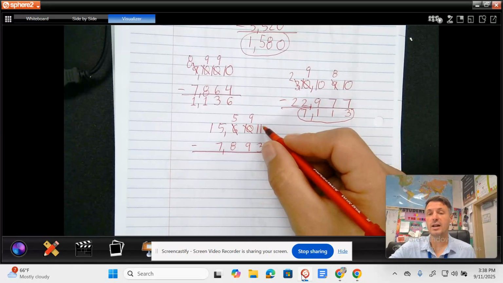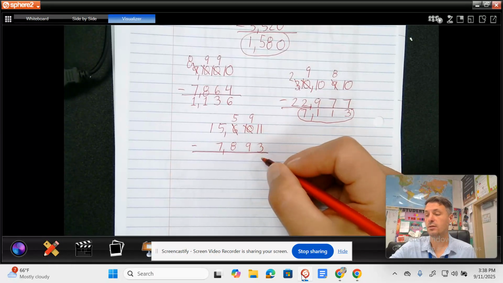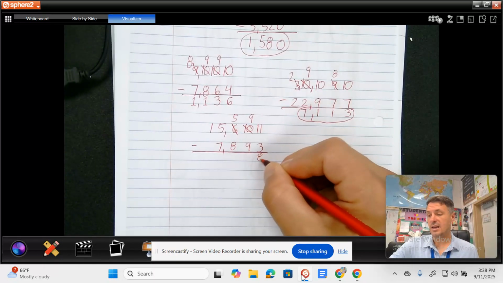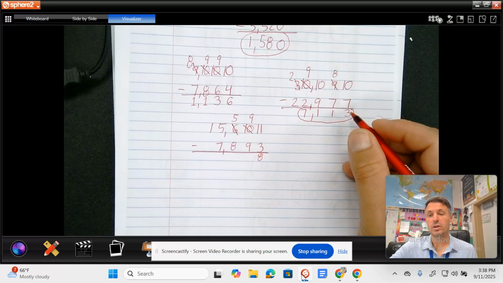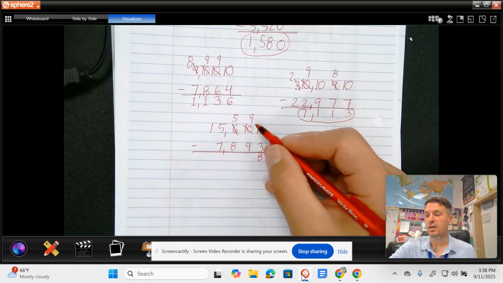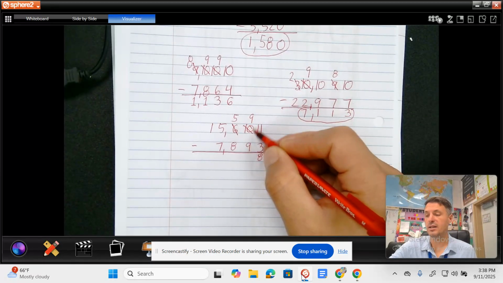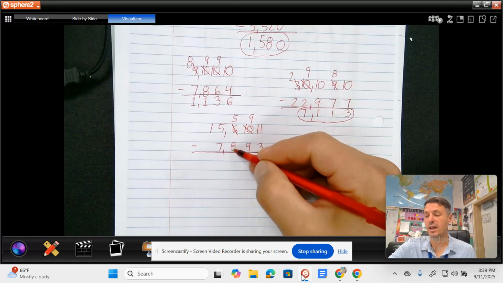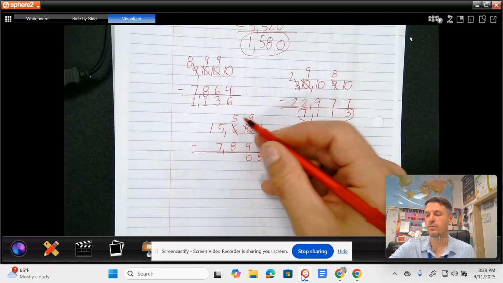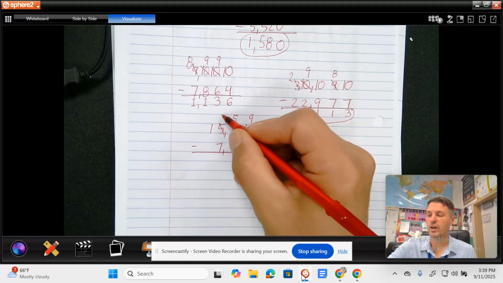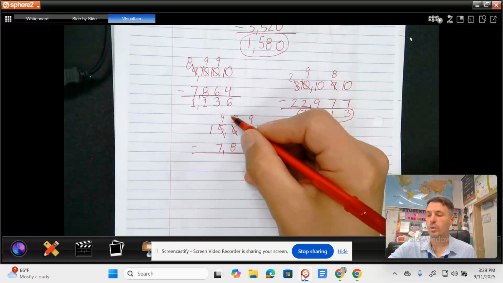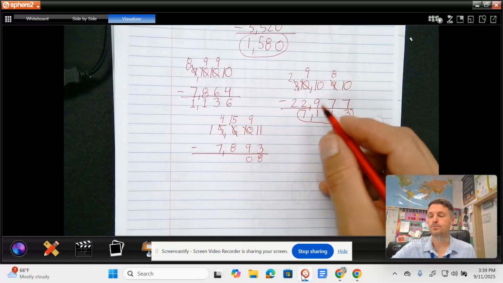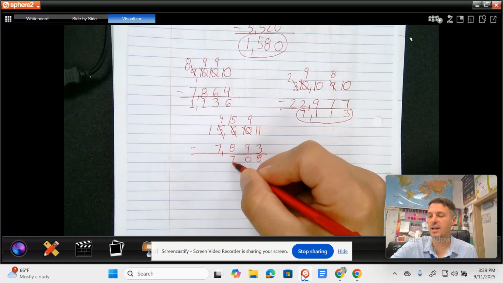So now we subtract 11 minus 3, and that's 8. Now we can subtract the rest. 9 minus 9 is 0. And actually we can't subtract here because we can't take 8 from 5. So we borrow from this 5, make him a 4, and we can make this 5 a 15. And 15 minus 8 is 7.